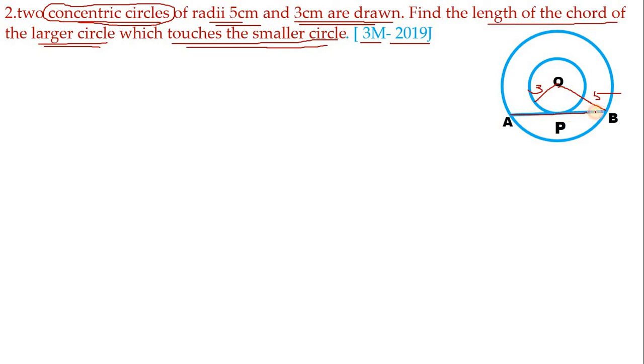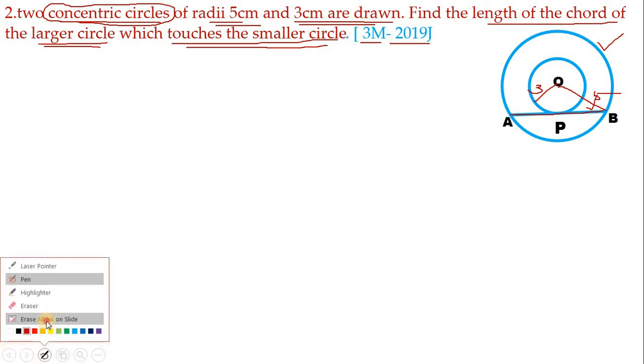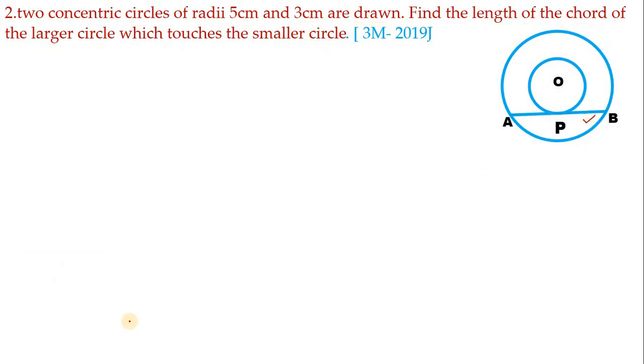Which is touching the smaller circle. It means you have to draw this line like this itself. It has to touch the smaller circle, and AB is a chord for the larger circle also. So those are the things you want to keep in mind, and you have to draw the proper figure. Now, what we want to find is the length of AB.